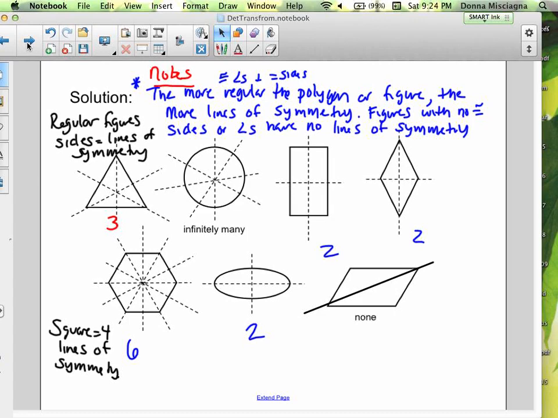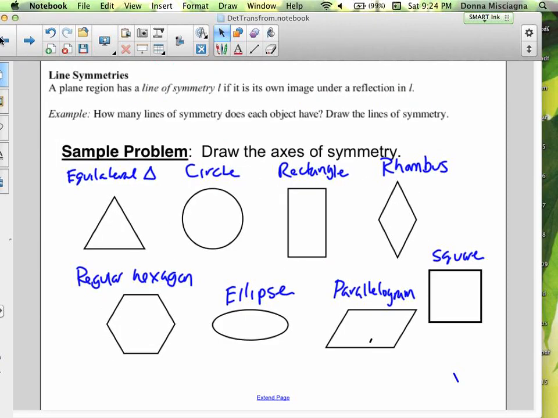Nothing's more symmetric. And so for regular figures, add this to your notes too. Regular figures, the sides equals the lines of symmetry. Regular means all sides congruent, all angles congruent. And for the square, you can pause if you need me to, but I'm going to do this.